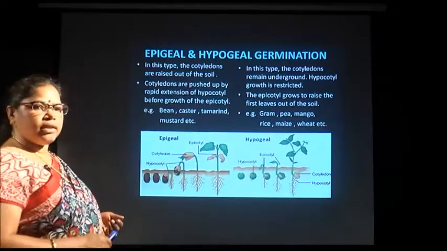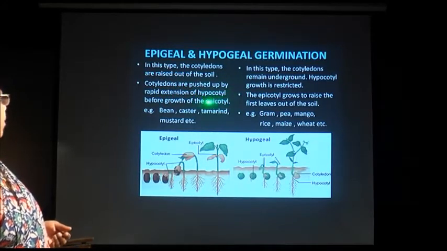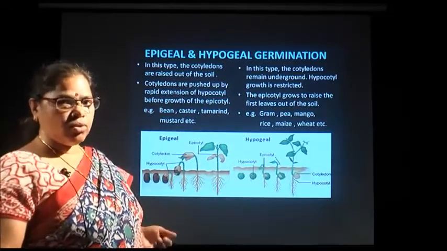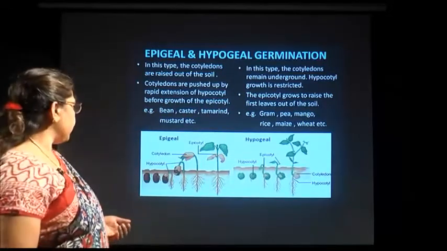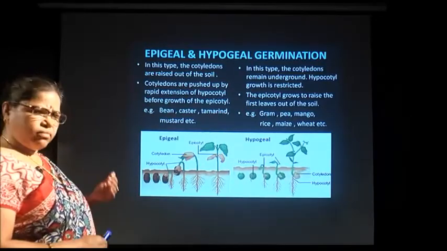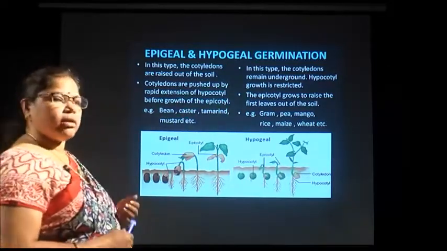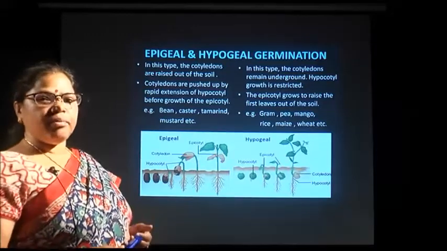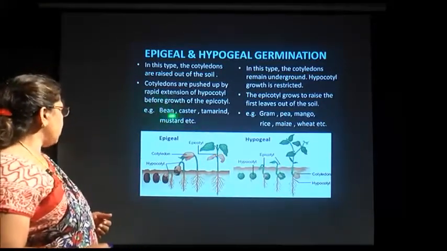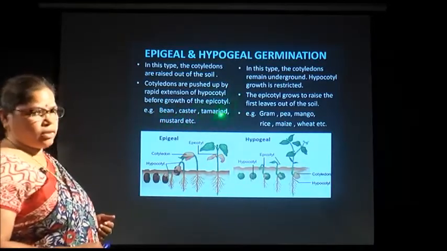Why is this cotyledon raised above the soil? Because of the rapid extension of the hypocotyl before the growth of the epicotyl. So before the epicotyl grows, the hypocotyl grows extensively, so that it pushes the cotyledon above the soil. That's why the cotyledon becomes positioned above the soil, and the type of germination is known as epigeal. This type of germination is observed in plants like bean, castor, tamarind, mustard, etc.